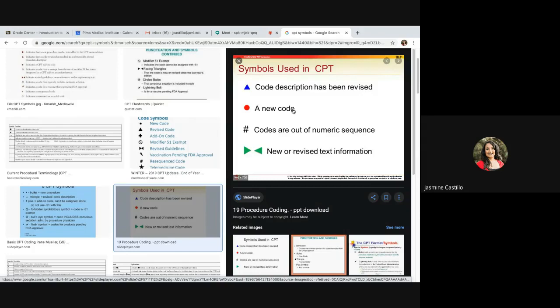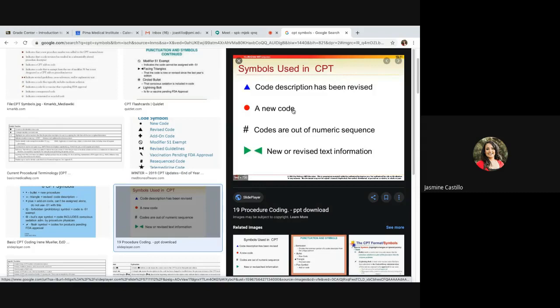The hashtag or the pound sign is going to mean that the codes are out of numeric sequence, meaning they're not going to follow sequence. It's not going to be 99211, the next one's not going to be 212, and the next one after that isn't going to be 213. They're going to be out of numeric sequence, so they might not all fall in sequence with each other. If you have brackets, which are two green triangles pointing towards each other, with the codes in between these two triangles, then this just indicates that either the codes are new or we've revised the text information or we've revised some of the description.